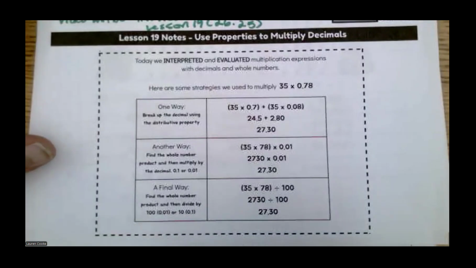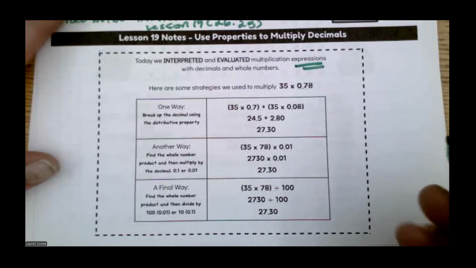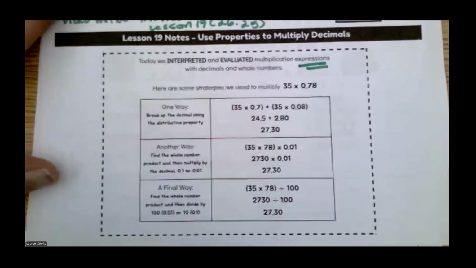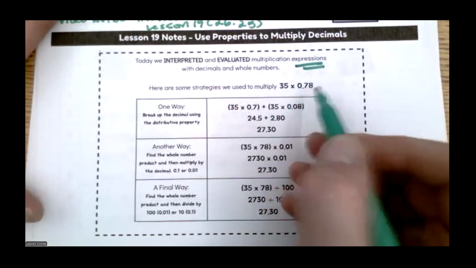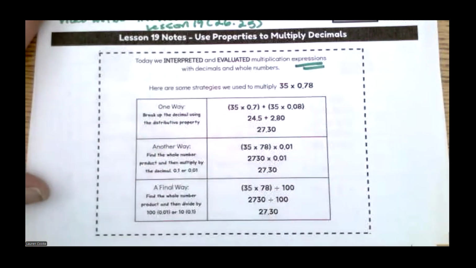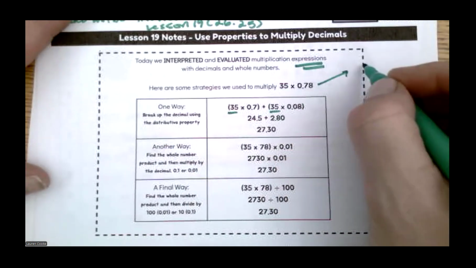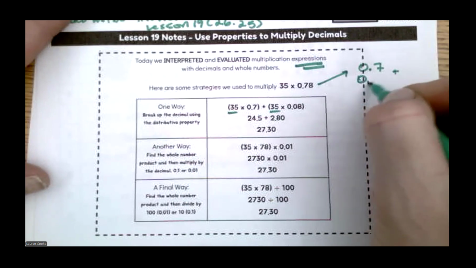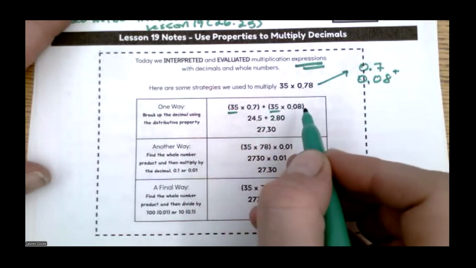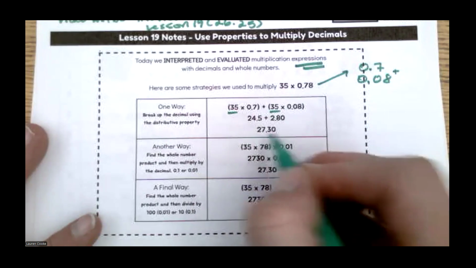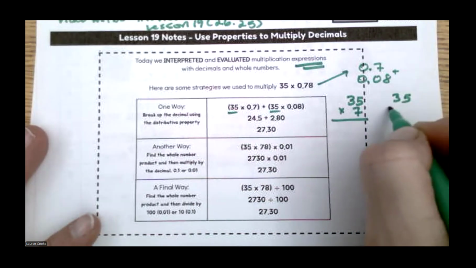Okay, so we interpreted and evaluated multiplication expressions. It just means terms and operations, no equal sign. Let's look at the different ways that we did that. We could see 35 times 78 hundredths. One way, we break up the decimal using the distributive property. The 35 stays the same, but the 78 hundredths becomes 7 tenths plus 8 hundredths. Then we still multiply 35 sets of 7 tenths and 35 sets of 8 hundredths. We have two products because we probably did 35 times 7 and 35 times 8.